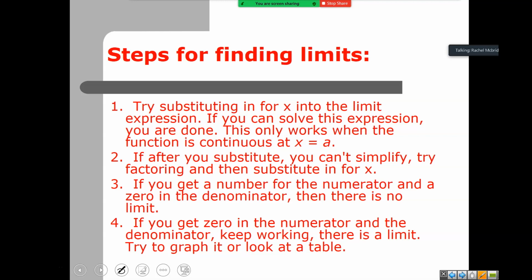Okay, if you get 0 in the numerator and denominator, we know that there is a limit, you have to keep trying. If you get a number for the numerator and a 0 in the denominator, then there is no limit. So that's what we had happen the other day. We got a number over 0, and that's when there is no limit. That's the undefined aspect.